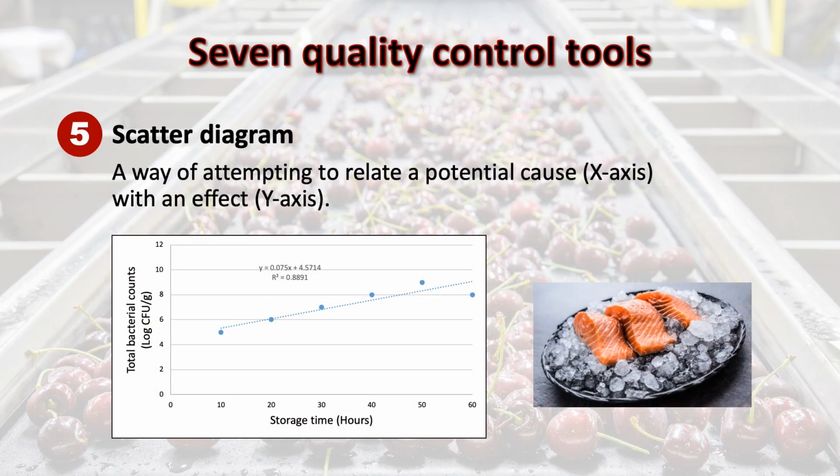The 5th quality control tool is a scatter diagram. It's a way to present data and identify potential correlations between the causes and effects. The example given here shows the correlation between the total bacterial counts of salmon product and storage time. As the storage time increases, the total bacterial counts increase. The regression line indicates quite strong correlations between the two factors.